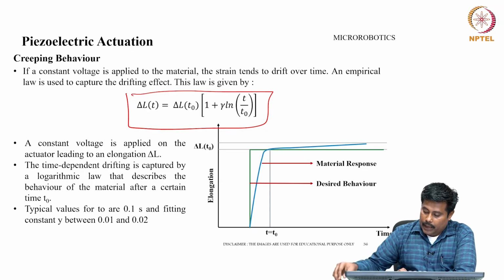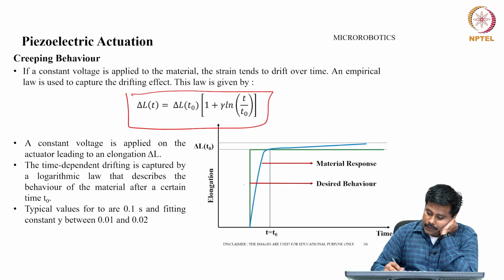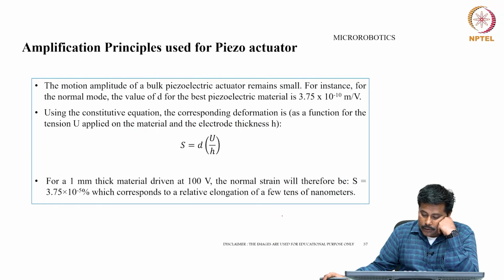If you keenly observe the plot represented here, it is with respect to elongation and time t. This is a kind of material response which we observe. However, this is a kind of desired behavior which is observed experimentally. So, the deviation is denoted as t equals t0.